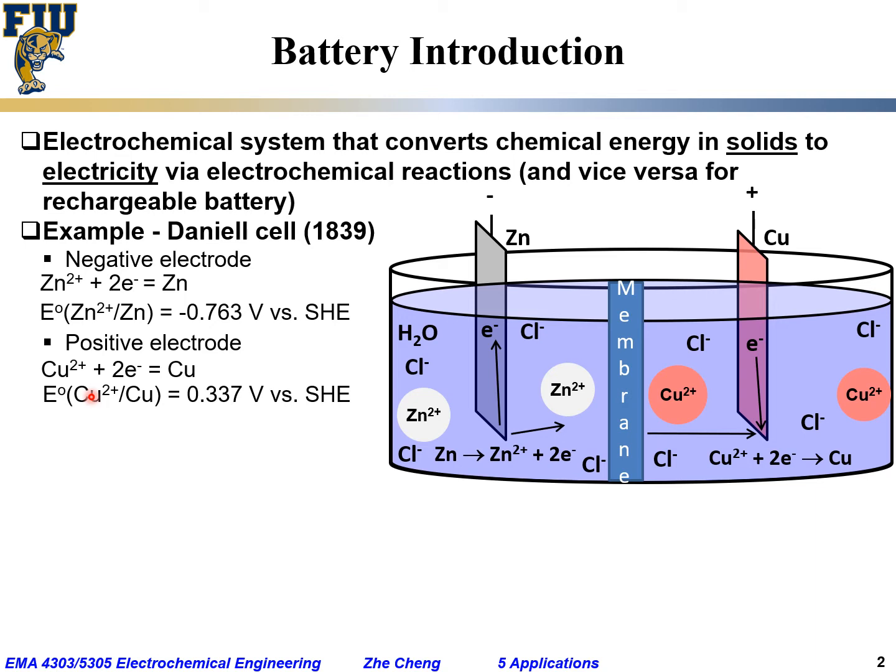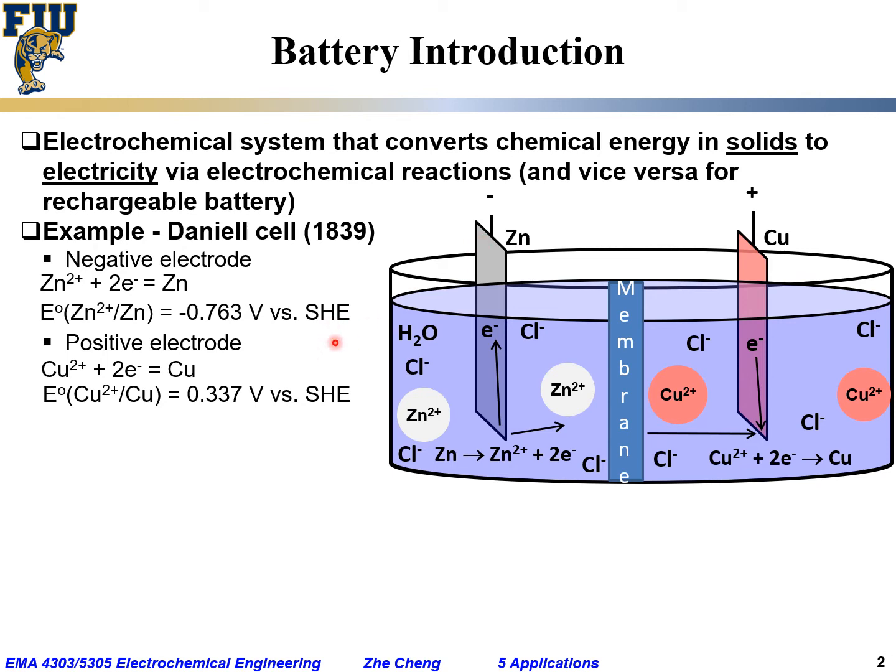So whether we are dealing with charging or discharging, the zinc electrode in this case is always negative. The copper electrode is always positive. That's why in batteries or rechargeable batteries, quite often people only talk about the negative electrode, in this case zinc, and the positive electrode, in this case copper.